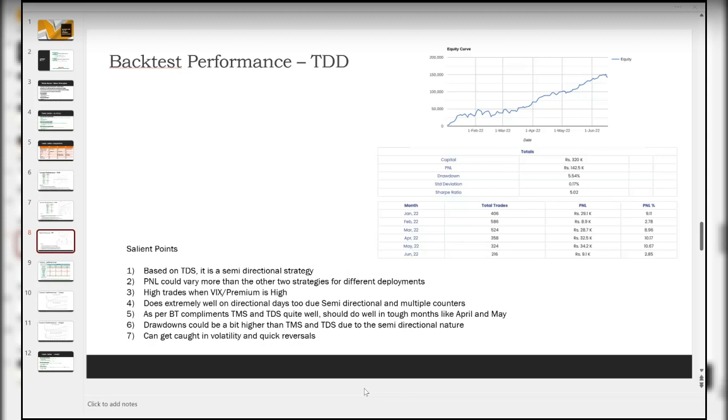So that's one difference that we will have in TDD. It will again have a slightly higher drawdown because of the semi-directional nature, and the problem it could have is it can get caught into the volatility and quick reversals, which happens with any semi-directional strategy.